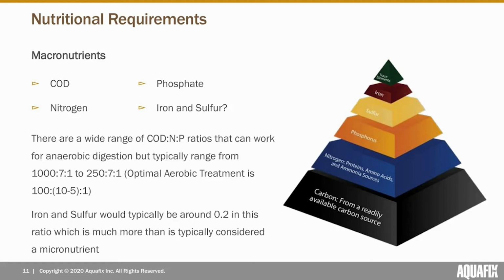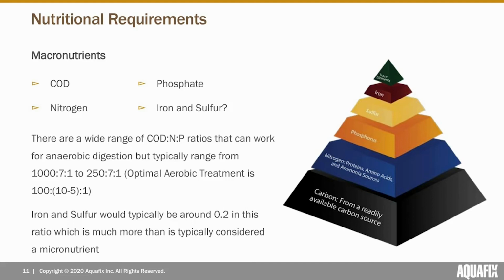Now, an interesting note: in aerobic conditions, you have a fairly well-established 100 to 10 to 1 to 105 to 1 range of BOD to nitrogen to phosphorus, which tends to work very well. Anaerobic digesters tend to be more varied, and they tend to use a lot more carbon. So you might see as much as 1,000 to 7 to 1 here, or 250 to 7 to 1. We're talking about 10 times more carbon relative to nitrogen and phosphorus in many cases.